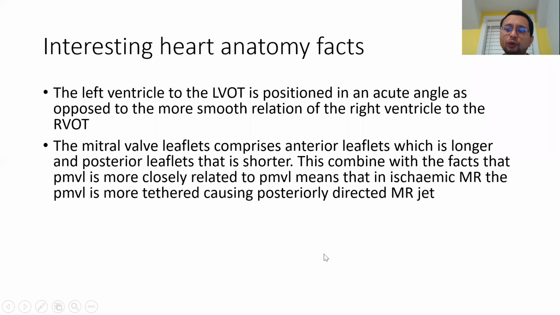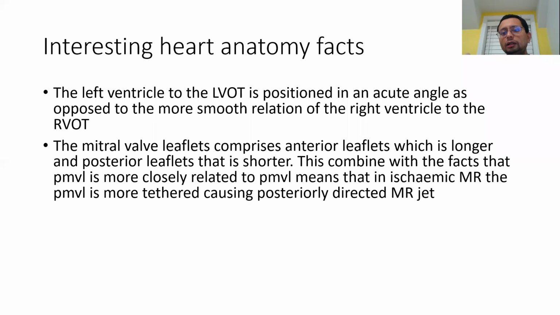Now, you know that there are 4 types of valves in the heart. You have the mitral valve and aortic valve on the left side, and the tricuspid valve and pulmonary valve on the right side. When you look at the left side, one of the valves that is important is the mitral valve, the valve between the left atrium and left ventricle. This valve has a very unique property. It has 2 leaflets, the anterior and posterior mitral valve leaflets.